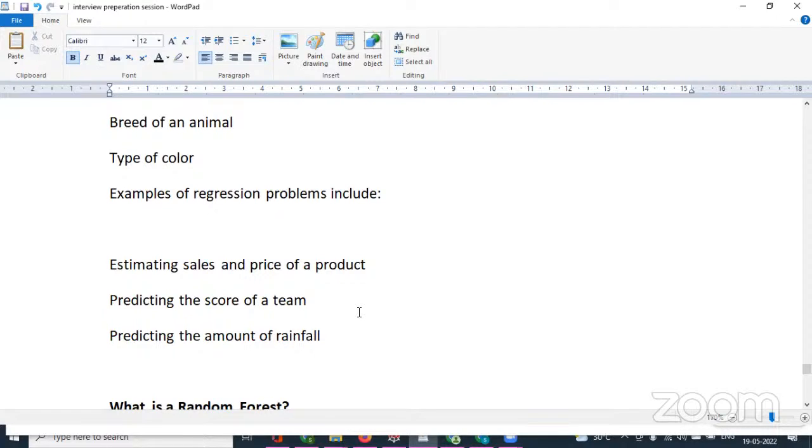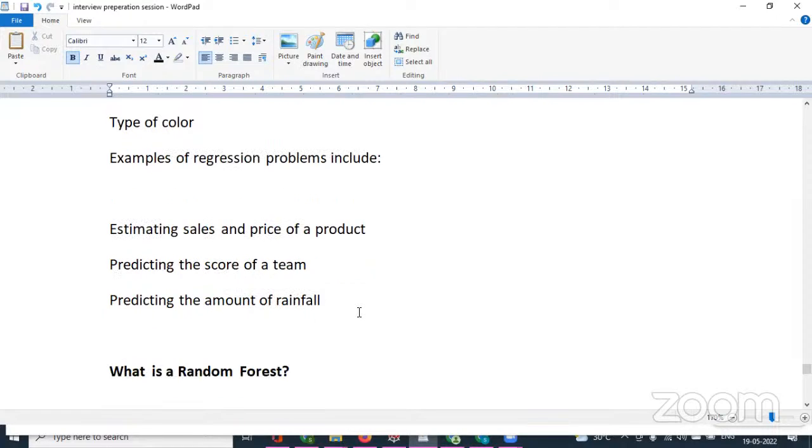The next question is, what is random forest? You guys should tell whether it comes under supervised or unsupervised. You have to tell that one also.